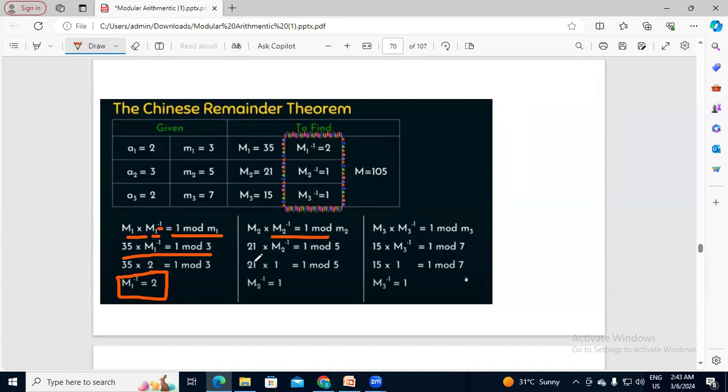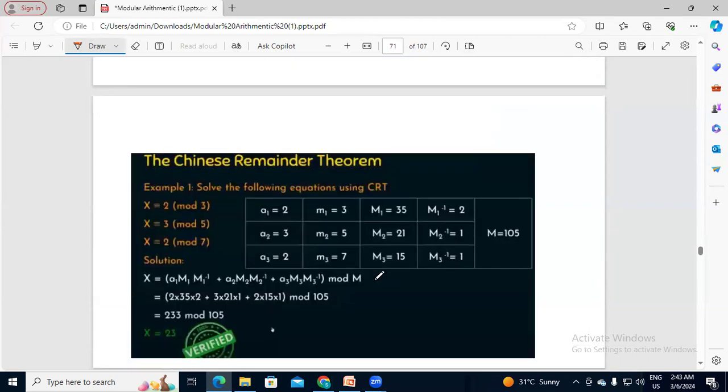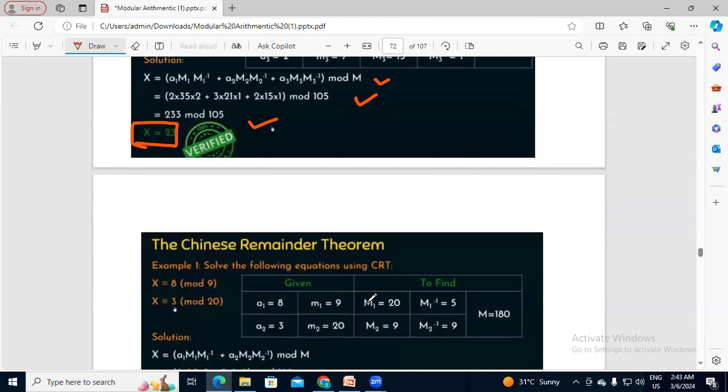In the same way, you need to find out the multiplicative inverse. The multiplicative inverse of m2 will be 1. The multiplicative inverse of m3 will be 1. So again, the complete table is with us. Just put the values into the equation and then you will get the x value. So this is the Chinese remainder theorem with which you can solve the congruent equation.